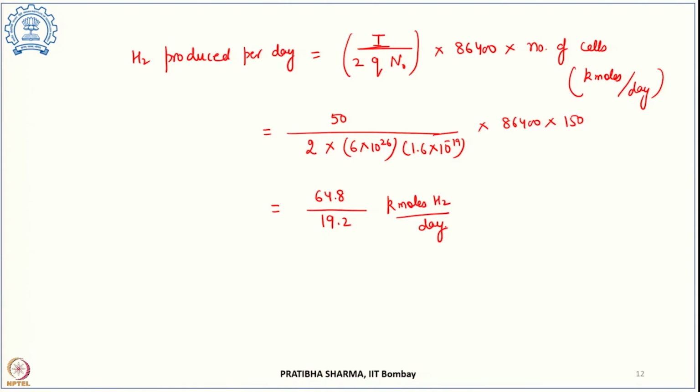Now, we can convert it into kg per day also. So, this value is 3.375 and we can convert it into kg of hydrogen being produced per day as double of it, 6.75 kg of hydrogen being produced per day. So, this much is the hydrogen produced per day by connecting these 150 electrolytic cells in series.